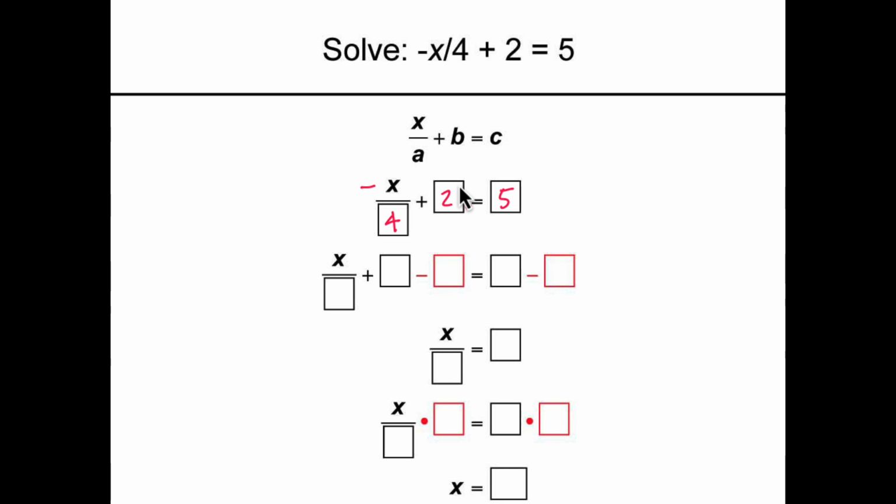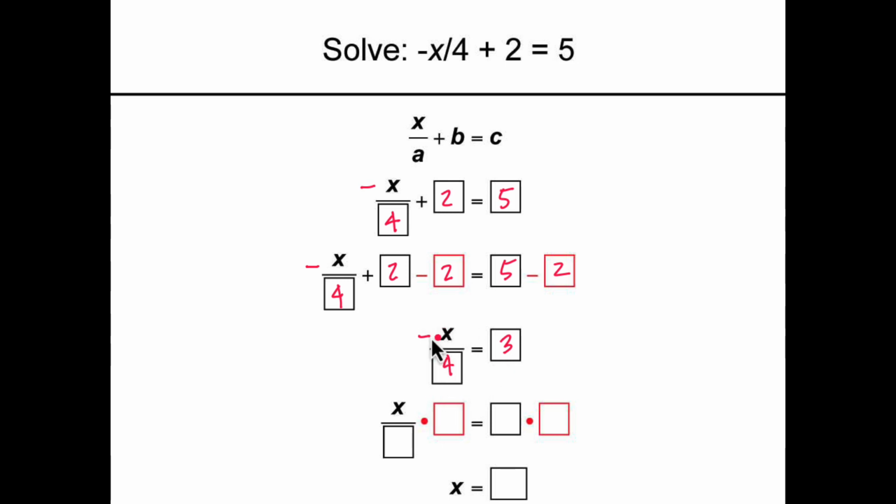We want to get rid of this term, so we need to subtract both sides of the equation by 2. So we get negative x over 4 plus 2 minus 2 equals 5 minus 2. Simplifying, we get negative x over 4 equals 5 minus 2, or 3.